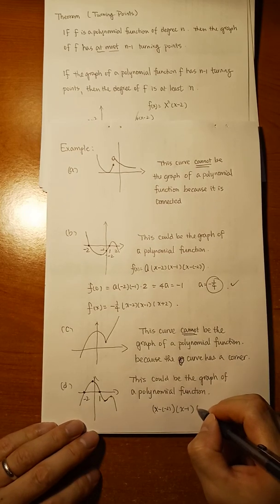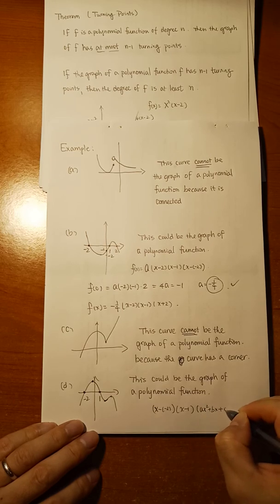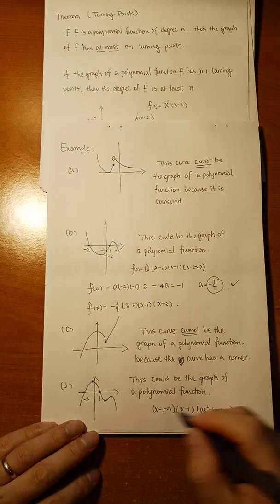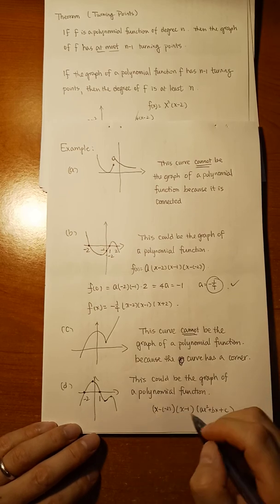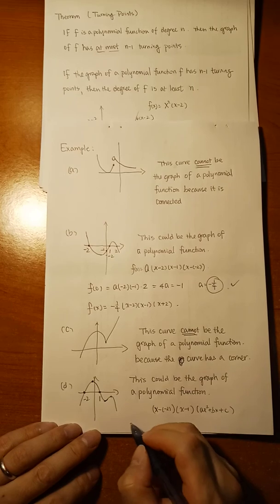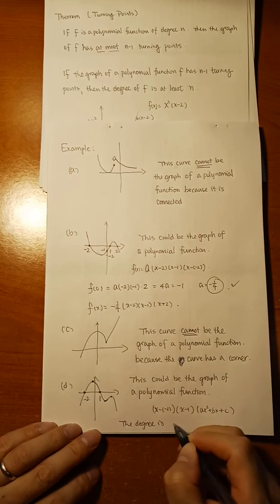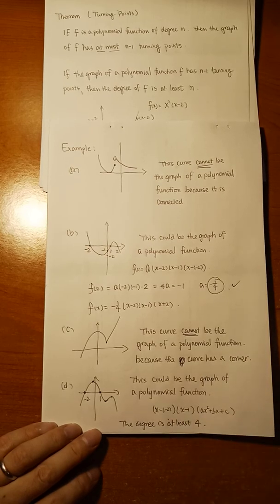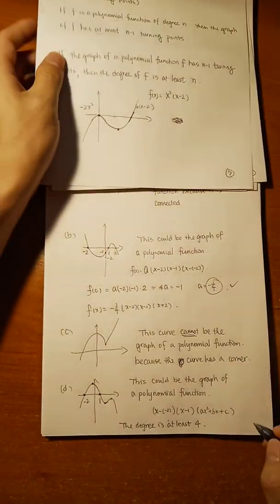So you will have some ax squared plus bx plus c, some quadratic polynomial here. Then you have degree 4, and we are not going to determine what this is, but you have to realize the degree is at least 4. Okay, so this is one of a different point.